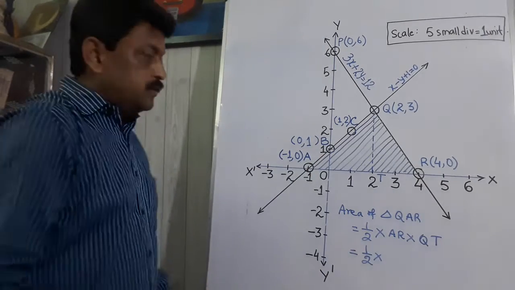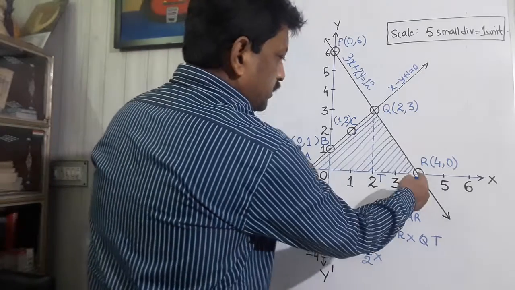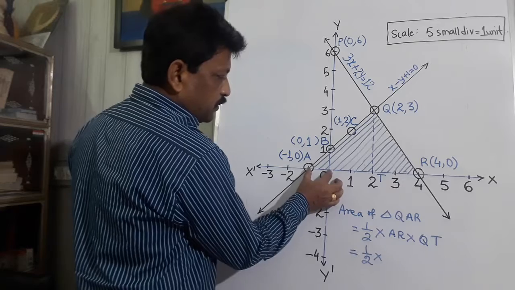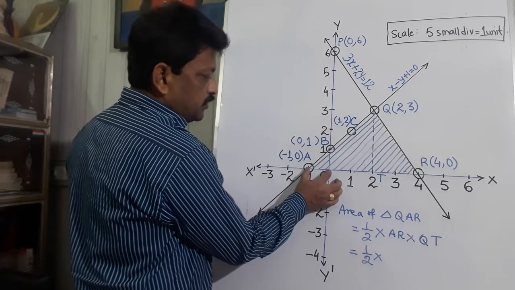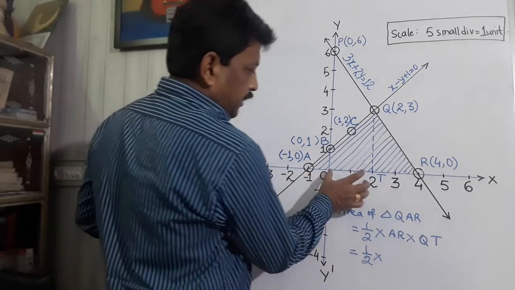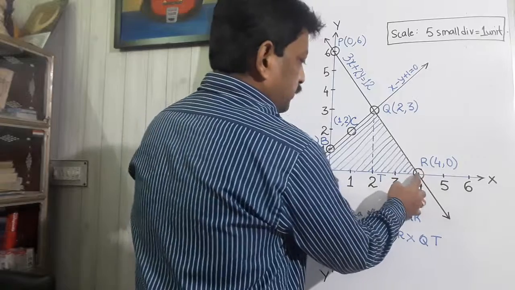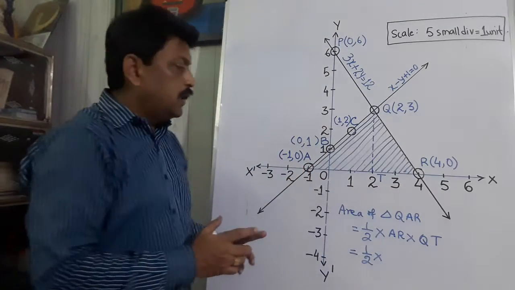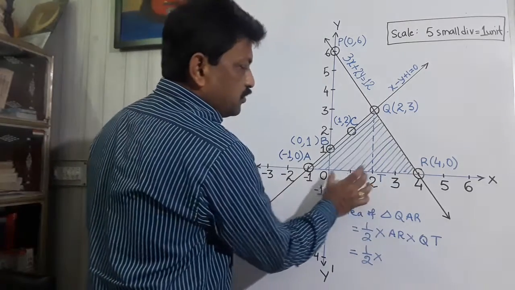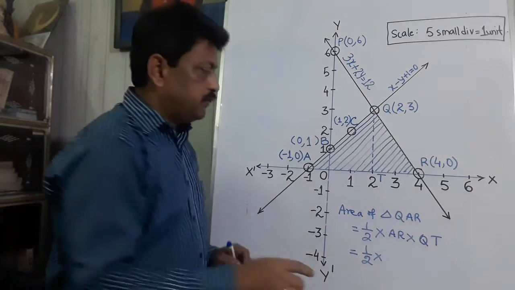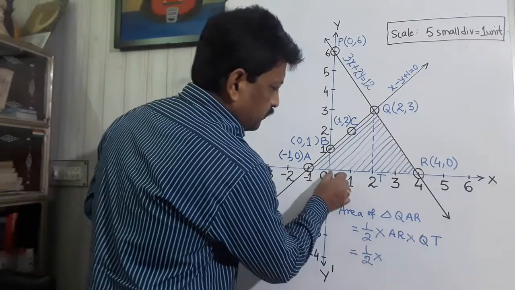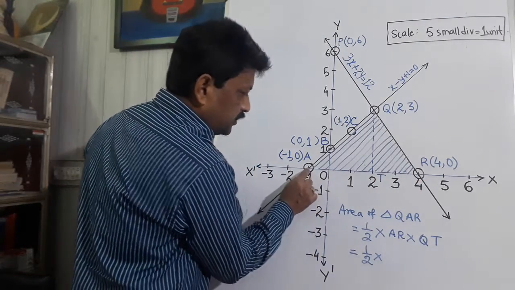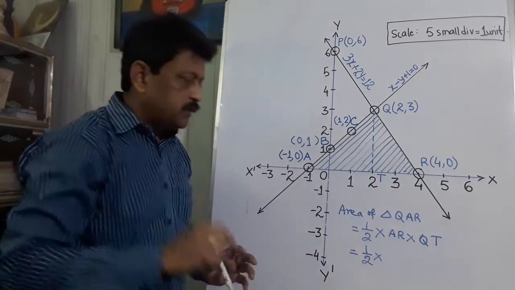Now what is the base? Base is the length AR. So from the origin, A is 1 unit, and from the origin R is 4 units. Therefore, total length of AR is 4 plus 1 equals 5 units. See this, from origin to R is 4 units, and from origin to A is 1 unit. So total 4 plus 1 is 5.